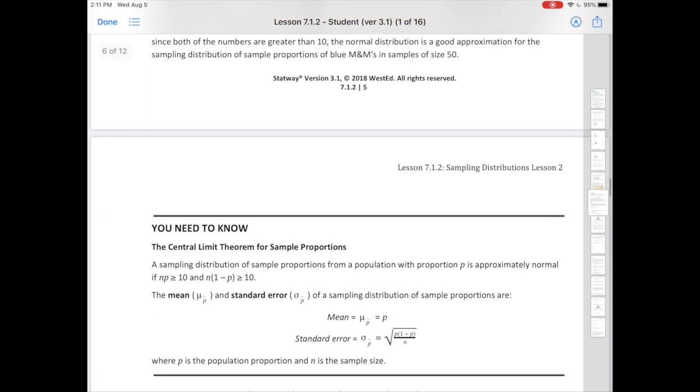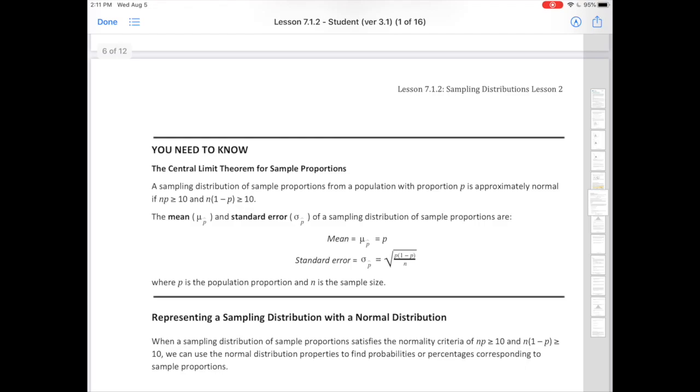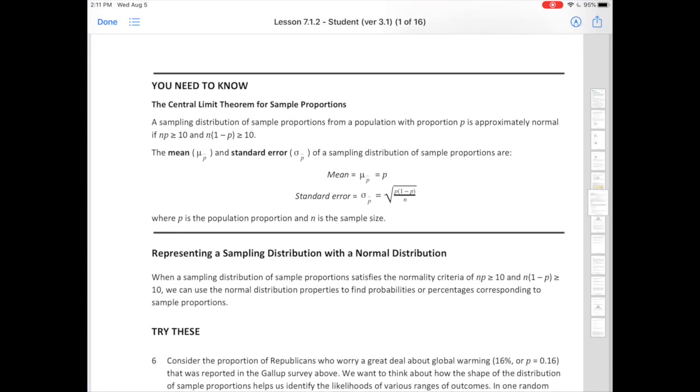Okay, so let's look at the next part, and this is the important part. This is again, you need to know. This is extremely important here. So let's read this together. It says you need to know the central limit theorem for sample proportions. A sampling distribution of sample proportions from a population with proportion p is approximately normal if, and again, here's the criteria, n times p is greater than or equal to 10, and n times 1 minus p is greater than or equal to 10.